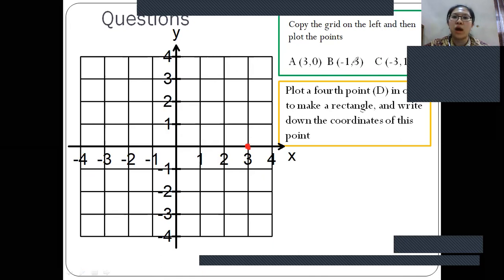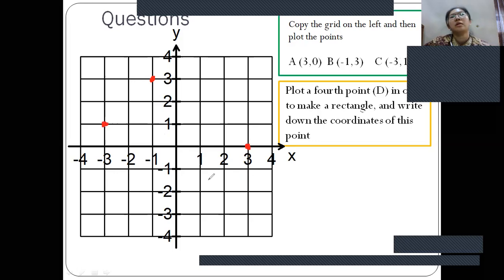B is -1, 3. -1 is the x, 3 is the y. So B is here. C is -3, 1. -3 is the x, 1 is the y. Over here.